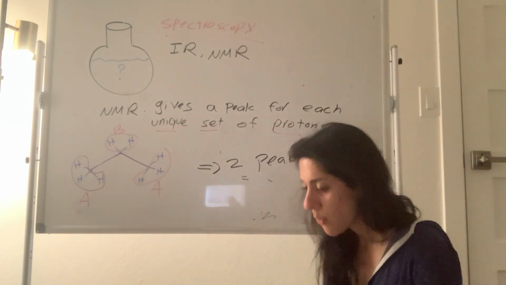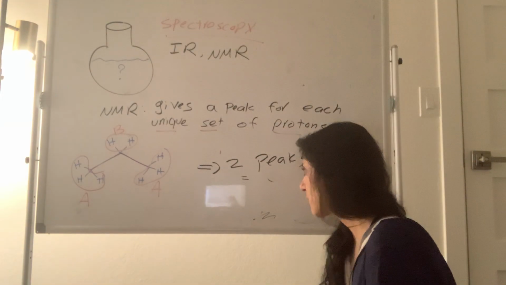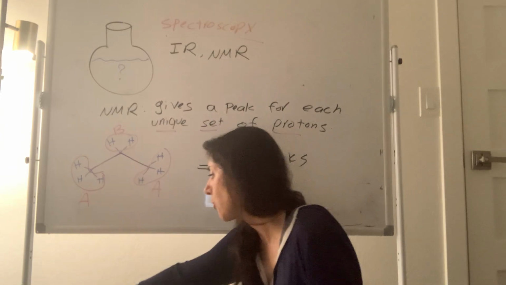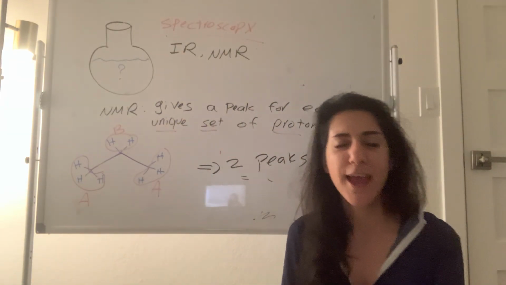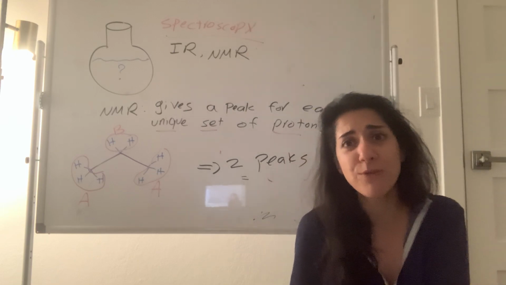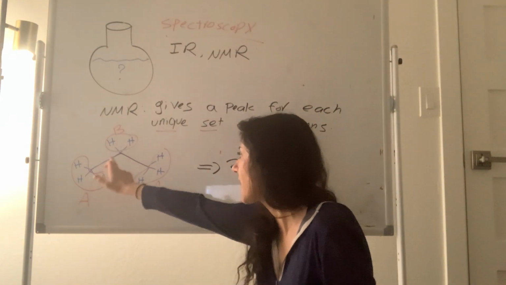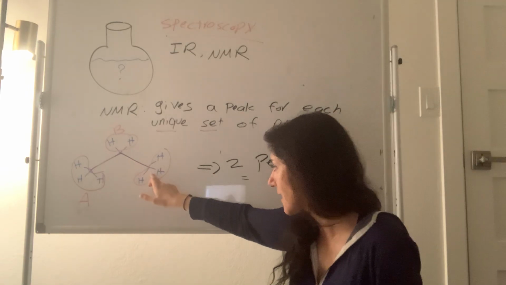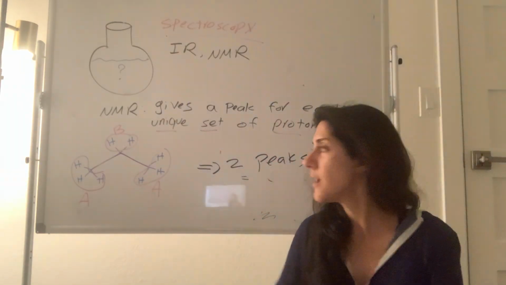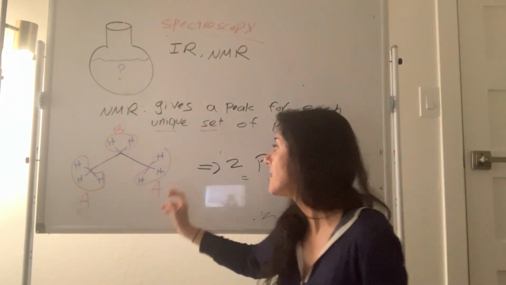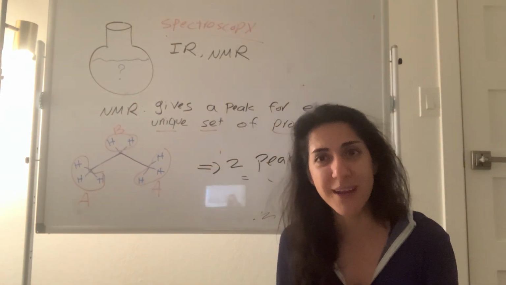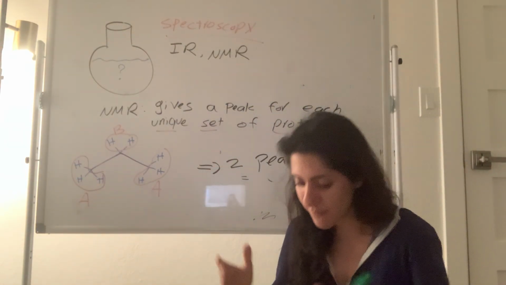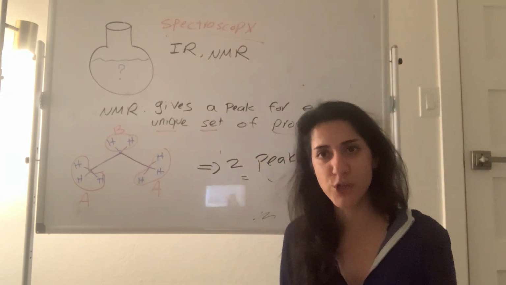Now, one way to make sure whether these are equivalent or not is to look for neighbors. Do they have the same neighbors? If you have the same neighbors, you're equivalent. Here, this is attached to a CH2, which is attached to a CH3. Here, this is the same thing. It's attached to a CH2, which is attached to a CH3. So they have the same neighbors, and you are equivalent to each other.